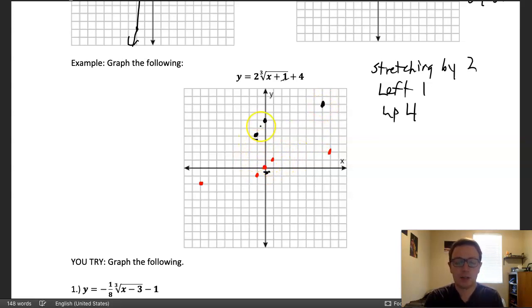Same thing going the other way from our starting point. We're supposed to go over 1 and down 1, but we're going to double that change. So we're going to go over 1, down 2. And from our starting point, we went over 8 and down 2. We're going to do the same except double it. So we're going to go over 8 and down 4. 1, 2, 3, 4. So our function here is going to look like this.